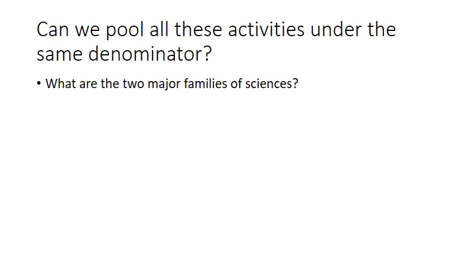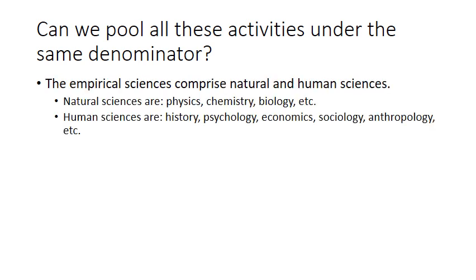In fact, as we'll see, the major family of the sciences can be subdivided into two big and very distinct families. And perhaps you can guess these families as well. These families are the natural sciences on the one hand, those are physics, chemistry, biology, geology, and the human sciences: history, psychology, economics, sociology, anthropology, etc.